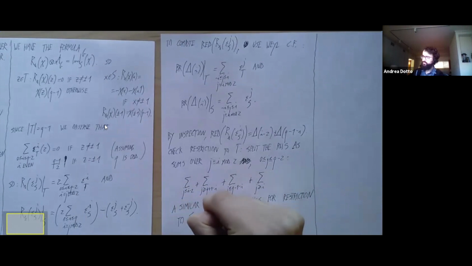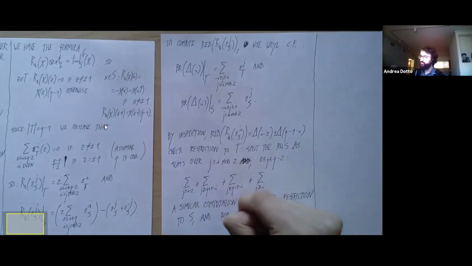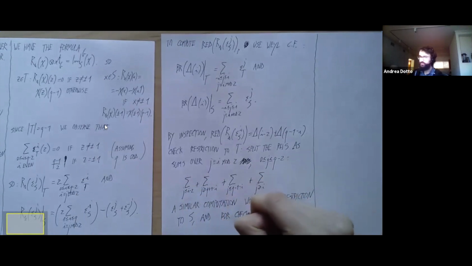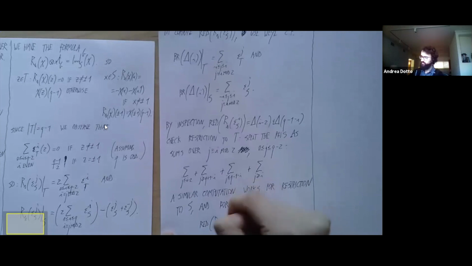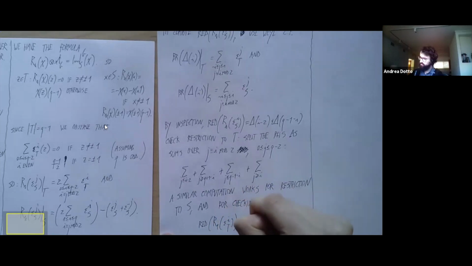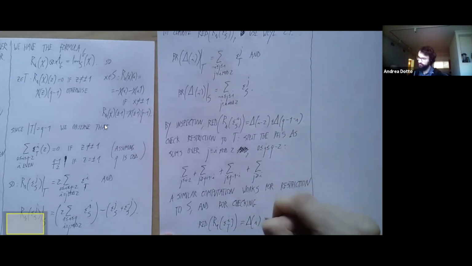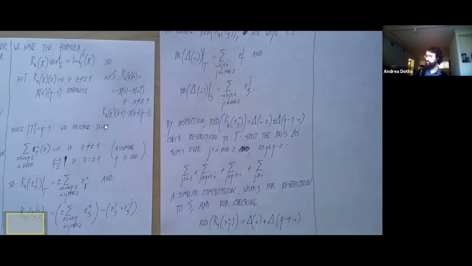And for checking a similar formula for the principal series characters, and for checking that a reduction of R1 of epsilon I T, it's very similar to this, but you take delta I instead of delta I minus 2. And here you just take delta Q minus 1 minus I. Okay.